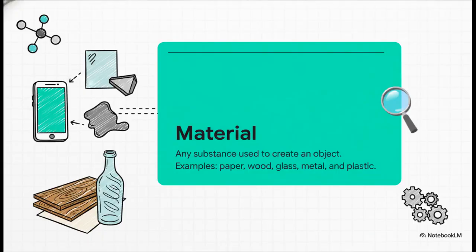Okay, first key clue for our detective notebook. We are surrounded by objects, right? But the actual stuff they're made from is called a material. So, your phone is the object. The glass, the metal, the plastic, those are the materials. Getting this difference is the foundation for everything we're about to figure out.